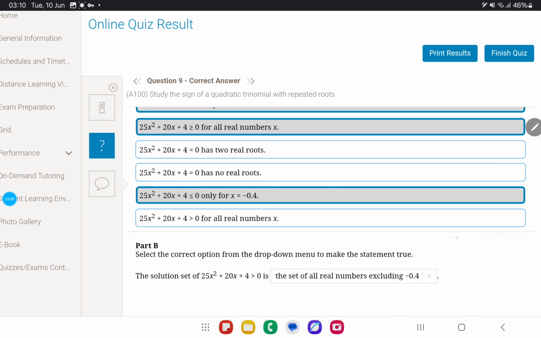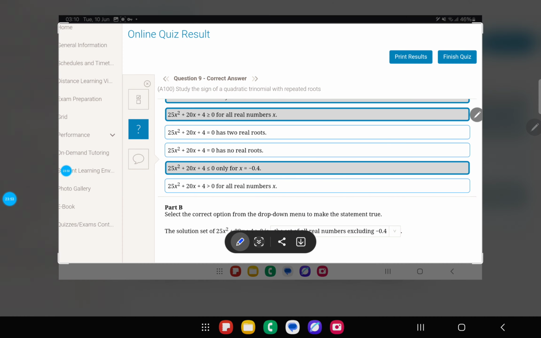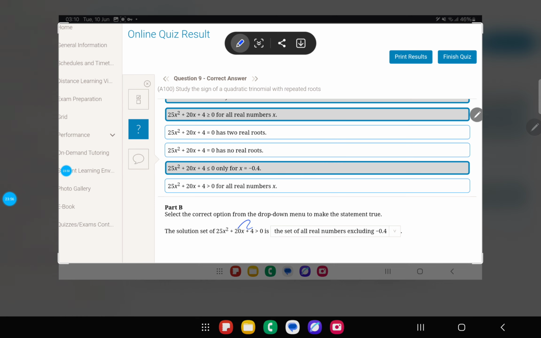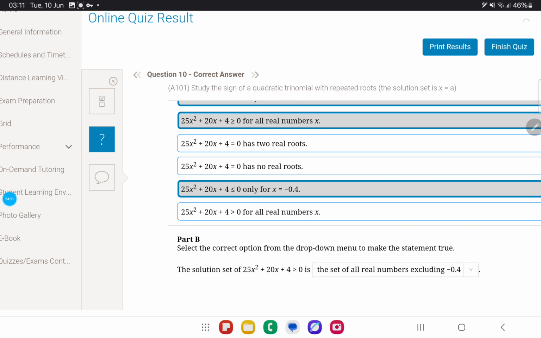Now for part B. Look how kind of them. They already gave it to us in full form. It's greater than 0. Like I said, it's the set of all the numbers excluding negative 0.4, since the equal sign is not there. That's why it's for all the numbers x, but there is no equal sign here. So it's all real numbers except negative 0.4. Because remember, in the first one it said equal to 0, it's negative 0.4. But here it's only greater than 0, not equal to it also. So we say all the numbers excluding negative 0.4. I hope you understood. Now for question 10.